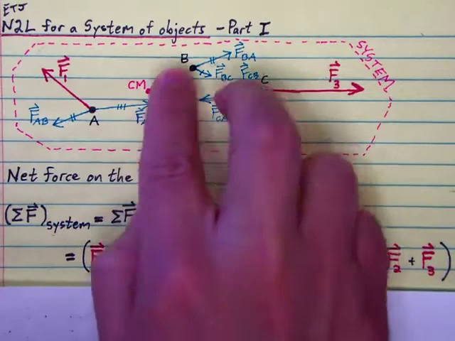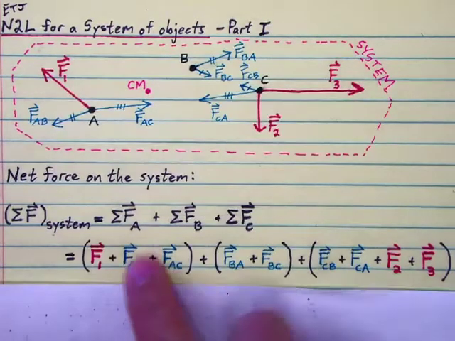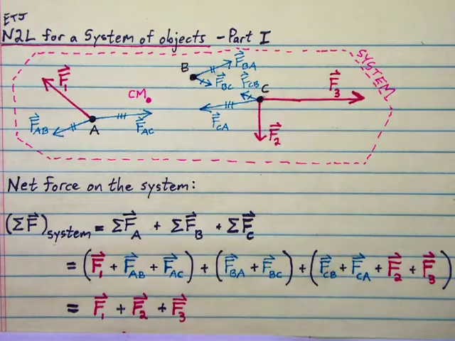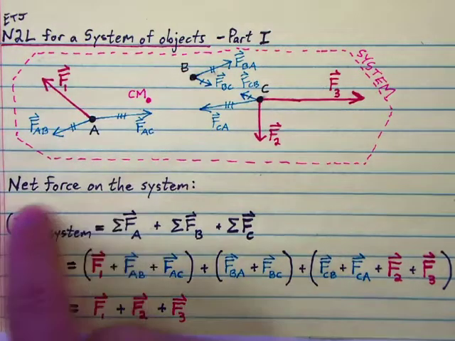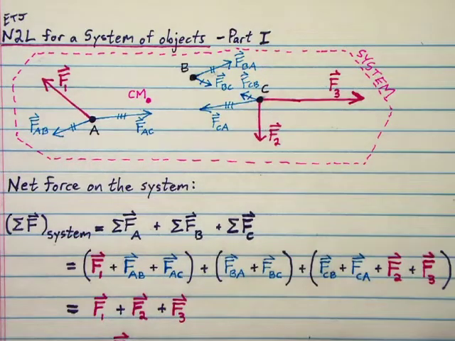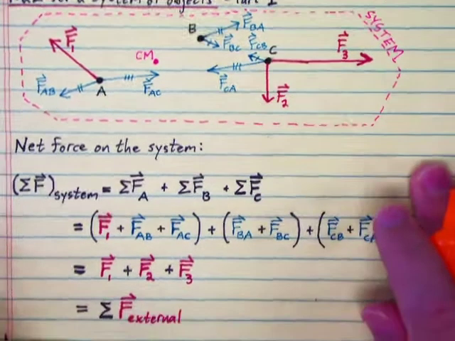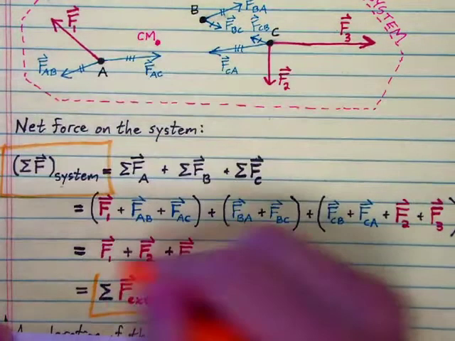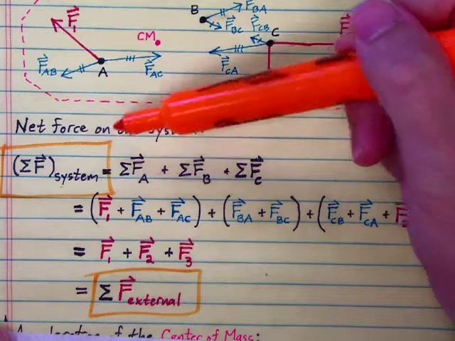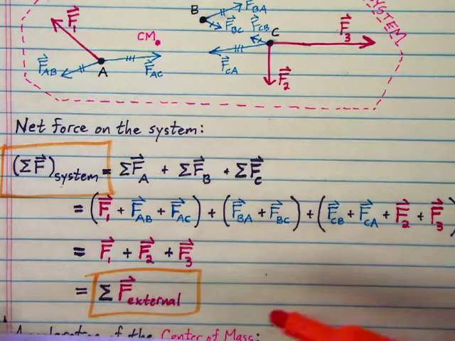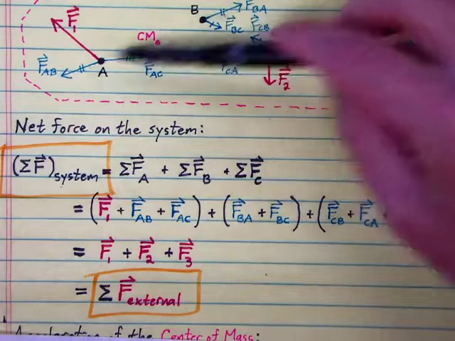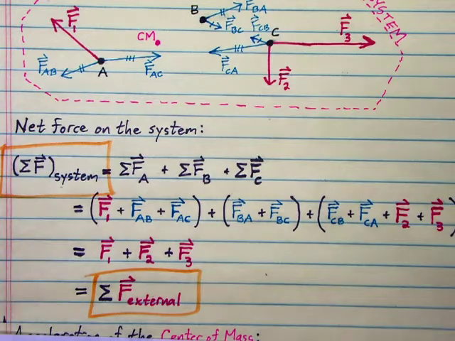So all these internal force pairs will cancel out, leaving just these 3 external forces. In other words, if we add up all the forces on our system, what we get is just the sum of the external forces. And this is a key concept. The net force on any system is equal to the sum of the external forces because the internal pairs cancel out. Now, I did this derivation for this example system with 3 objects, but it applies and generalizes to a system of any number of objects.